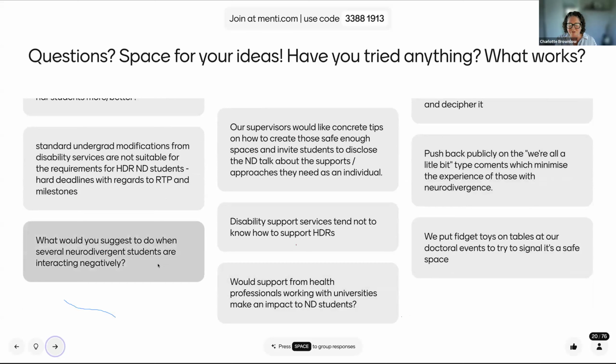And someone else wrote a comment, I'm sure I've just seen it move through, around those hard deadlines and those RTP milestones that are very much imposed. Can we make HDR study a more inclusive approach where things are slightly more flexible where needed while still meeting those broader guidelines? I don't know the answer to it, but we definitely need to stop with you just have to do more to achieve the same. 100% agree.